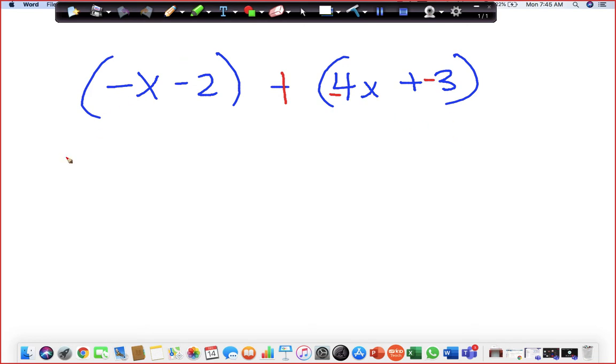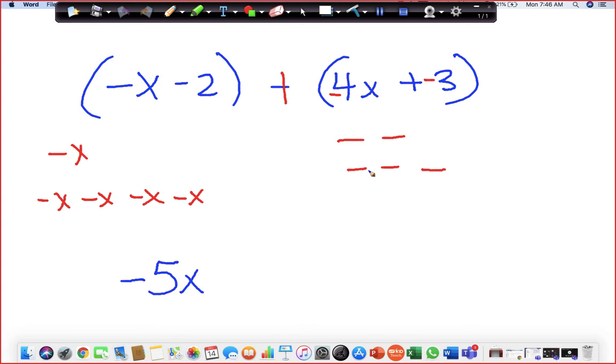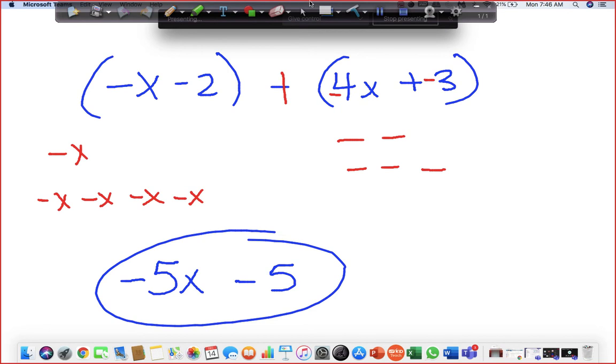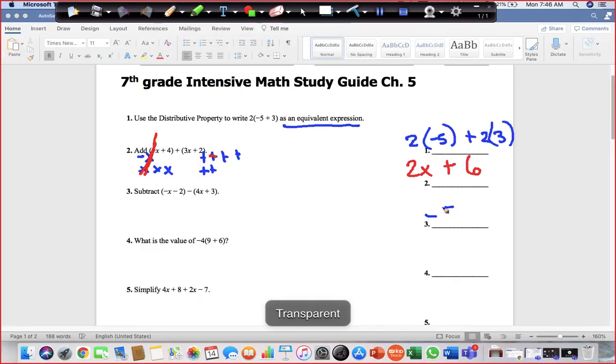So now we've got -1x, and we've got 4 negative x's. We've got 2 negatives, and then we've got 3 negatives over here. We have no positive and negatives to cancel each other out. So we have 1, 2, 3, 4, 5 negative x's, and then we have 1, 2, 3, 4, 5 negatives. So -5x minus 5 is your answer.